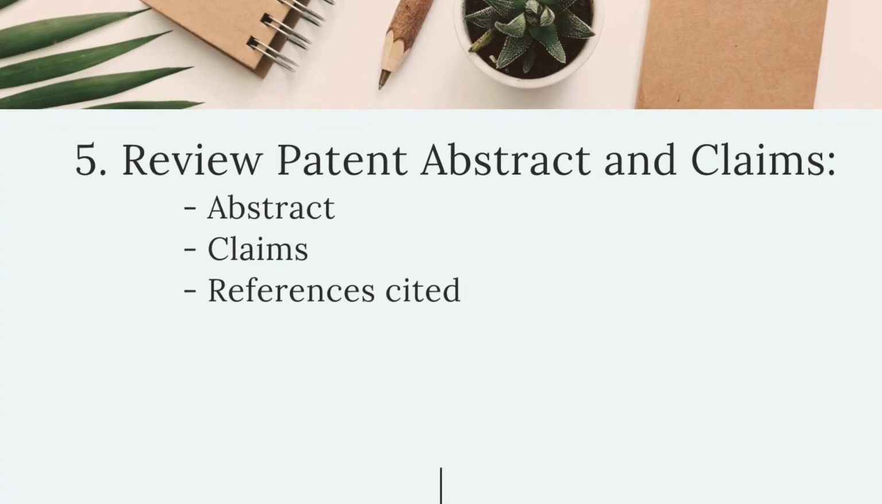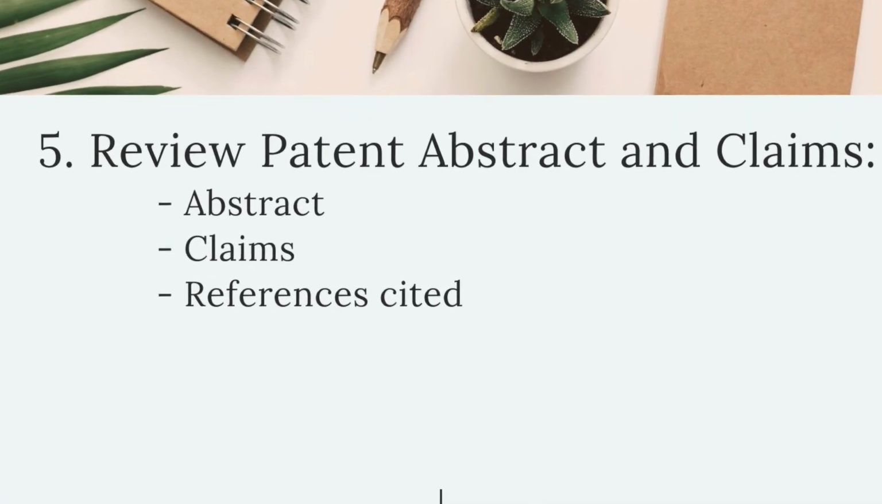In step 5, you're going to conduct a more thorough, in-depth search of the patents that are closest to your innovative concept. You're going to look at the front page. The USPTO recommends that you only look at the front page and the abstract. I say you look at the claims.